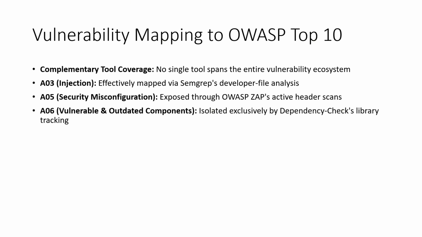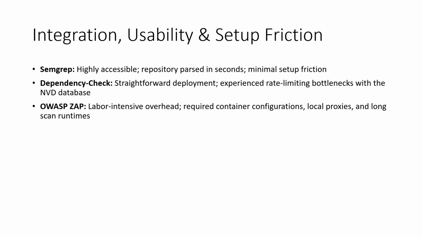Semgrep is excellent for detecting A03 injection vectors in developer files. OWASP ZAP excels at uncovering A05 deployment and security header misconfiguration. Finally, Dependency-Check serves as our dedicated safeguard against A06, identifying library-level risks that static and dynamic tests completely ignore. Regarding user experience, Semgrep was highly accessible, scanning our repository in seconds. Dependency-Check was straightforward but faced rate-limit hurdles monitoring the NVD database. ZAP was the most labor intensive, requiring container port setup, local proxy configs, and long scanning runtimes.